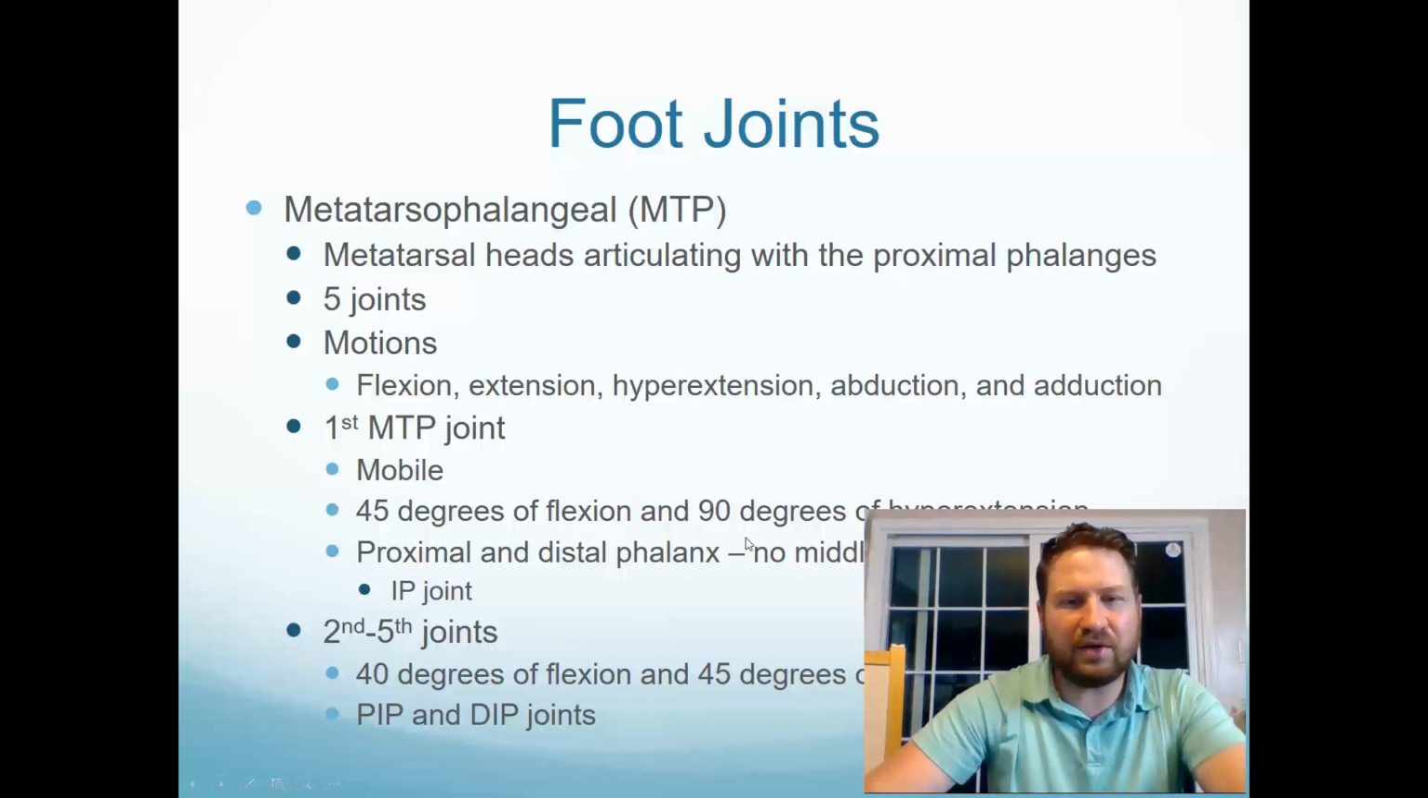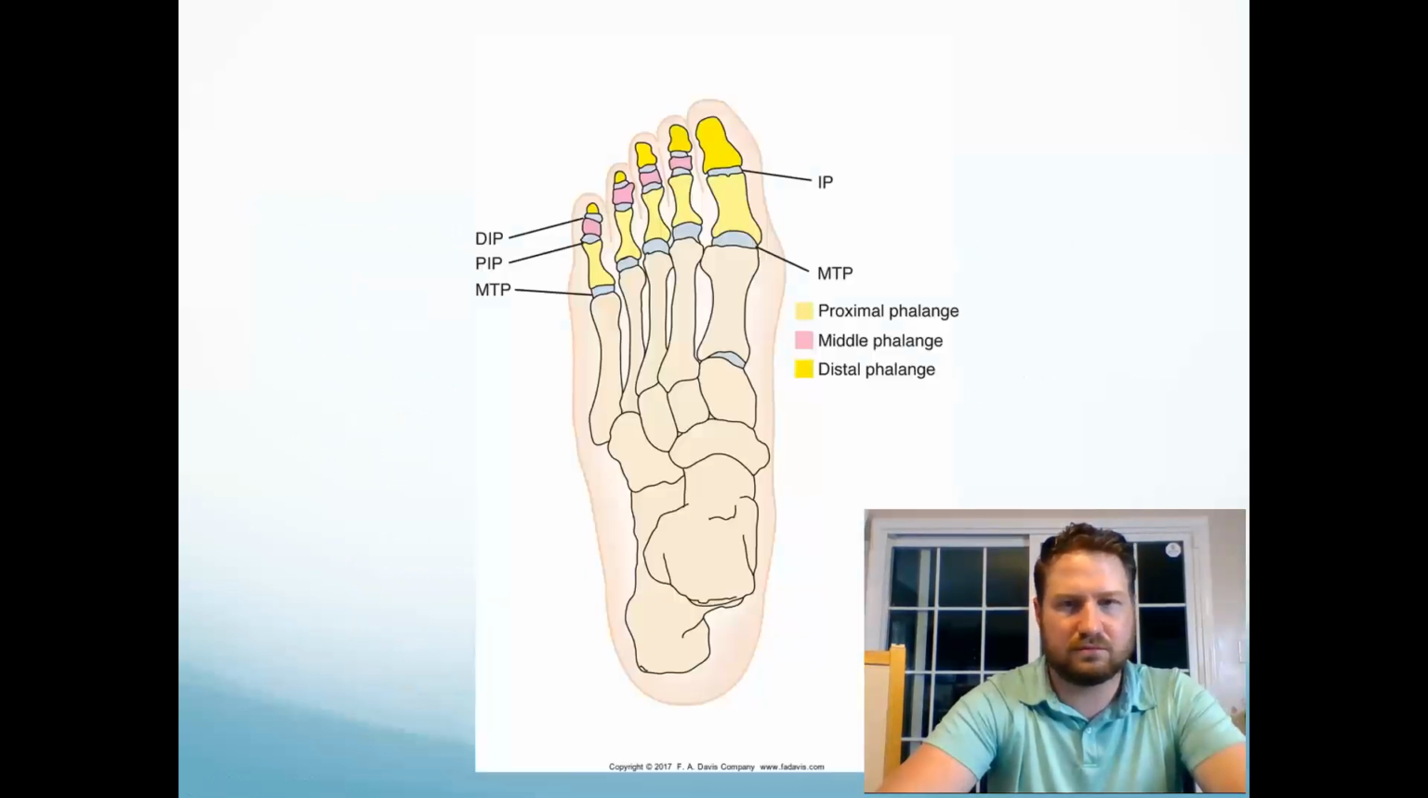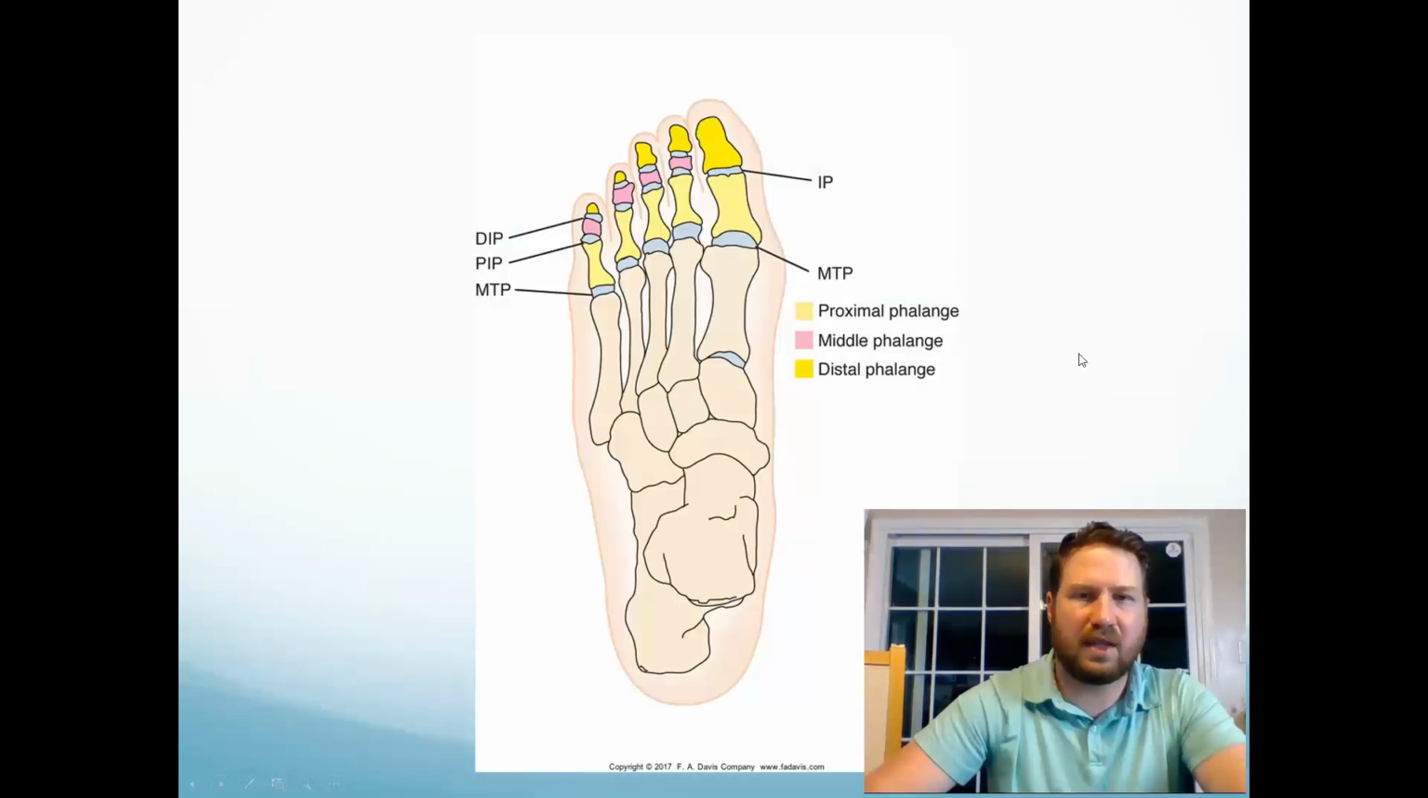So I know I don't have 90 degrees of hyperextension, and I get a lot of first digit metatarsophalangeal joint pain because I don't have that 90 degrees. Also known as turf toe when you hyperextend that first digit. Just a proximal and distal phalange, no intermediate. So it only has an IP.